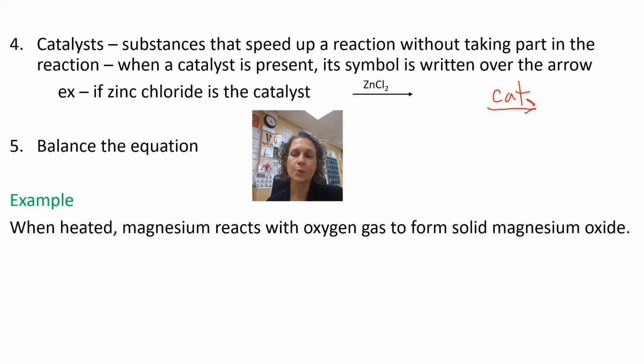So here we go. Here's an example, and I'm going to want you to write the symbols out. So write it out like an equation. When heated, magnesium reacts with oxygen gas to form solid magnesium oxide. Okay, so when you start, the very first thing it tells you is that when heated, and so you know that your arrow is going to have a triangle over it.